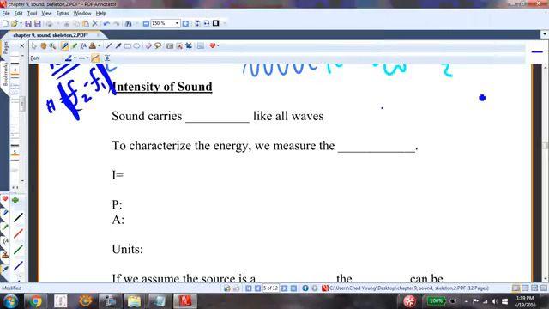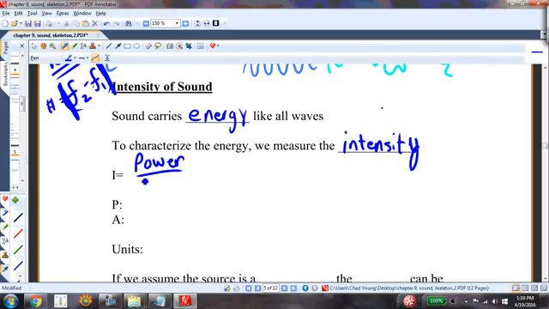Okay, so like all waves, sound carries energy. And we need some way to characterize how much energy a sound wave carries. To do that, we're going to measure not the energy, but the intensity. The intensity, we'll call this I, is defined as the power divided by the area.